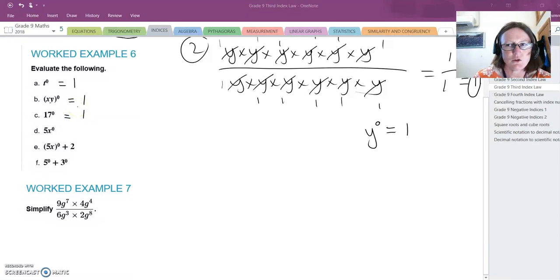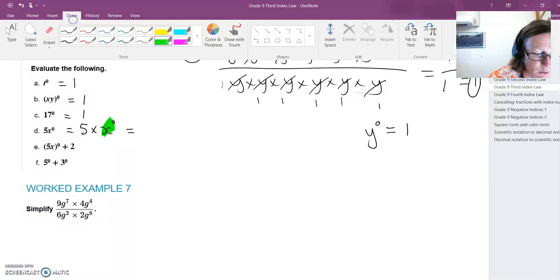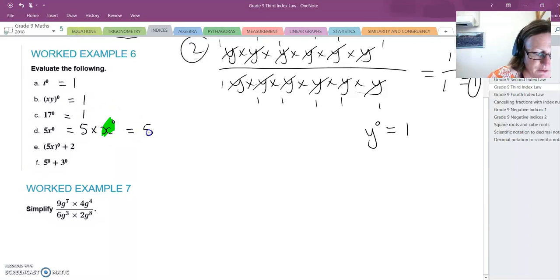5x to the 0 is not equal to 1. 5x to the 0 means 5 times x to the 0. The x to the 0 component here is the 1. So we can change this to write that this is 5 times 1. So what I've done is recognise that x to the 0 is 1. Then the final step, obviously 5 times 1 is 5.